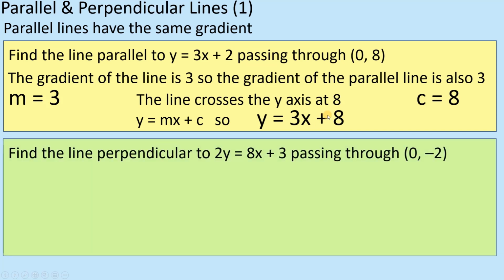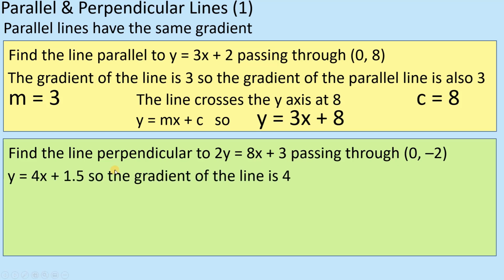So let's have another look at one which is slightly different, a slightly different format. I'm trying to find a line which is perpendicular to it. So first things first, it needs to be in the format y equals mx plus c. But the problem is, of course, at this point it's not. It's got a value of 2 in front of it. So the first thing I need to do is divide everything through by 2 to get rid of this 2 at the front, because it needs to be y equals something x plus something.